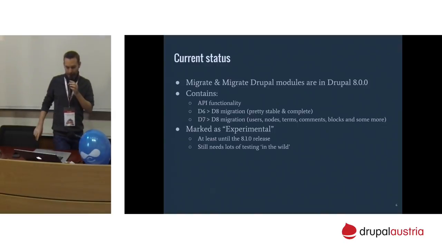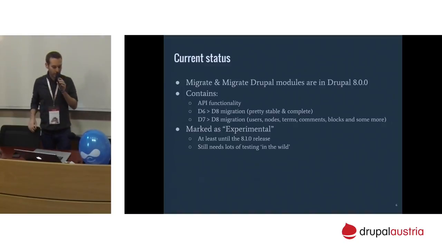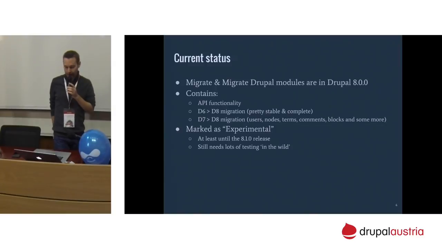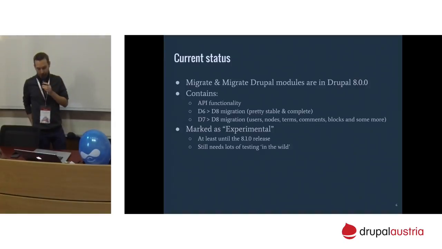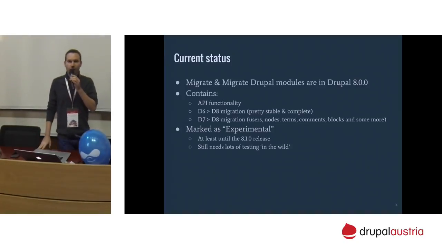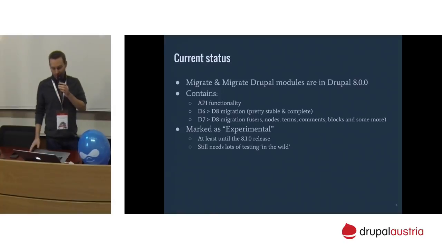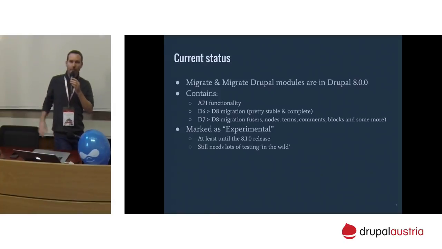But what is contained in the Migrate and Migrate Drupal modules in Drupal 8? The basic API functionality, which lived in the Migrate contrib module in Drupal 7, but now it's in Drupal 8 core, and migration paths from Drupal 6 and Drupal 7. Drupal 6 to Drupal 8 migration is pretty stable and feature complete, at least for the core part. And the Drupal 7 migration scripts that are in core provide the basic stuff: nodes, terms, comments, blocks, things like that. Actually, even more, but some pieces are still missing and are being worked on, hopefully for the Drupal 8.1 release or releases in between.